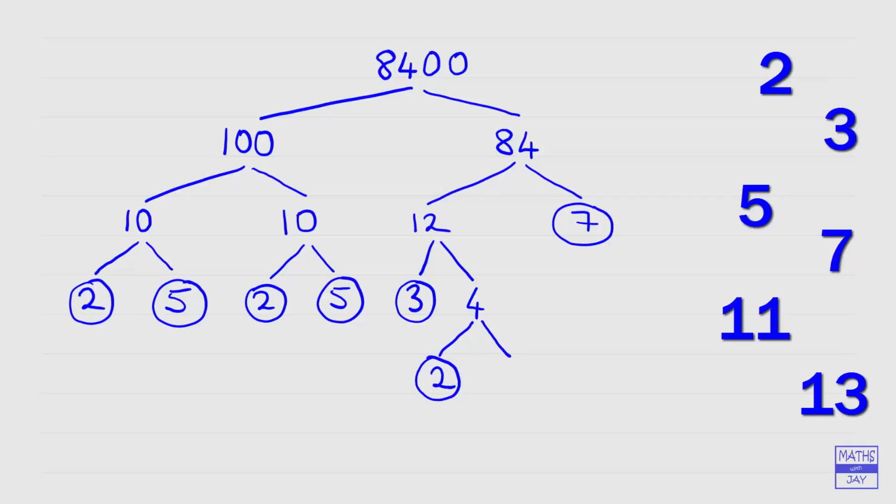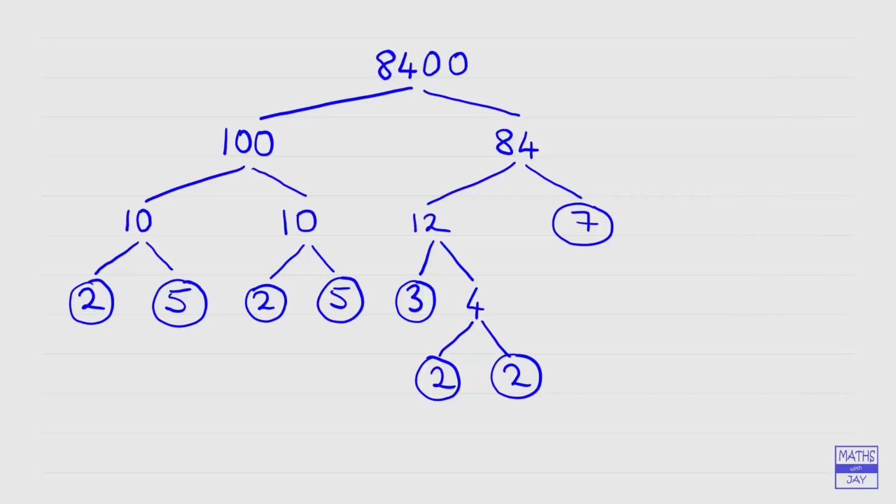So now we've done all of the hard work, and all we need to do now is write down the answer. So 8,400 is equal to the product of all the circled numbers. However you factorised 8,400, you might have started off by saying it was 2 times 4,200. However you started off, you would have ended up with the same answer.